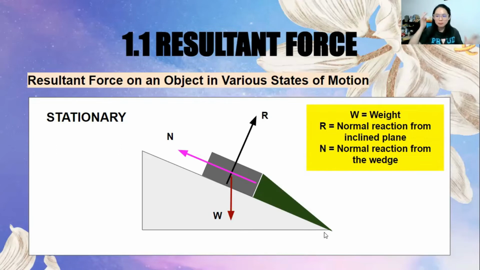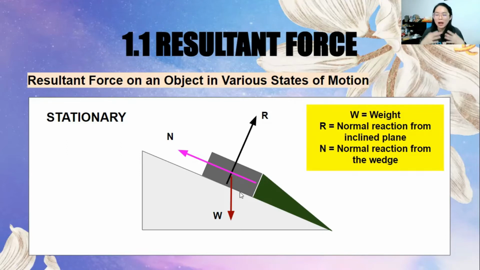Now, remember that sometimes, let's say I do not have a wedge here, then what I can understand is I have a frictional force, a greater frictional force that stops the box from slipping down. It will not go down because the frictional force is great enough for it to stay on the inclined plane. So that's what you have to understand here.